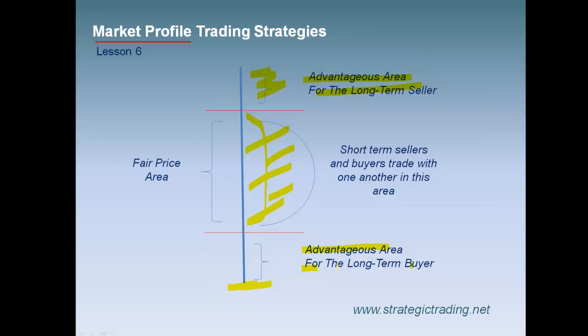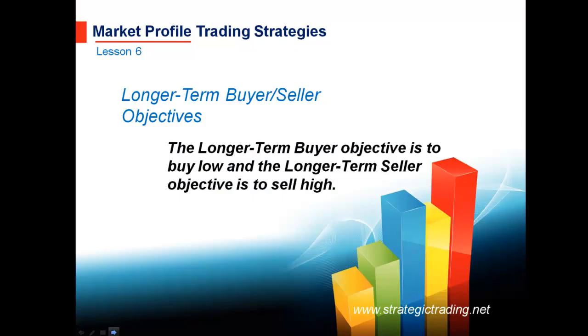And based on our prior discussions, we know that we can identify this always based on where the value area is. If prices are outside the value area, then we know that these are the areas that are going to attract the attention of these long-term or other time frame buyers and sellers. So their objective really, for the long-term buyer, the objective is to buy low, and the longer-term seller, the objective is to sell high. They always want this advantage. They don't care about fair price. They want to get the best deal possible in the market.